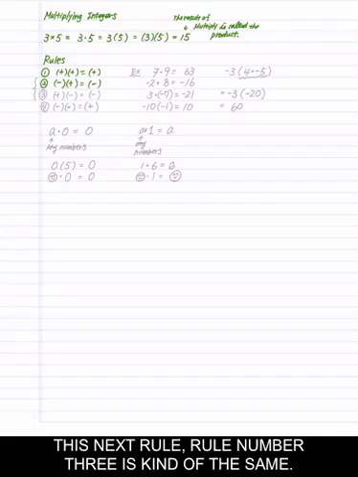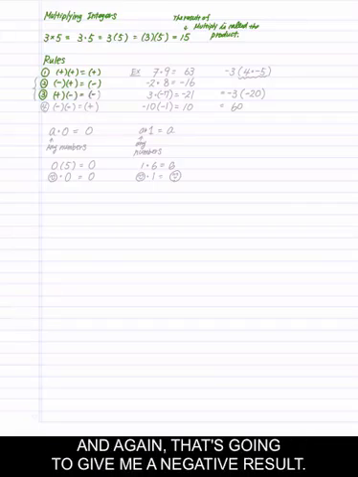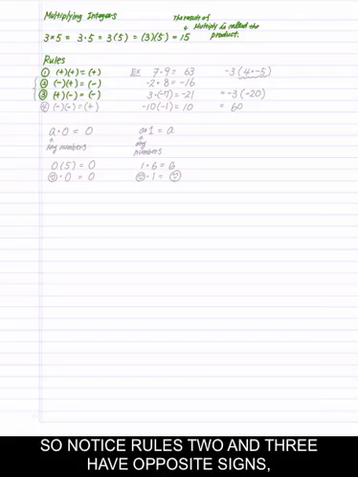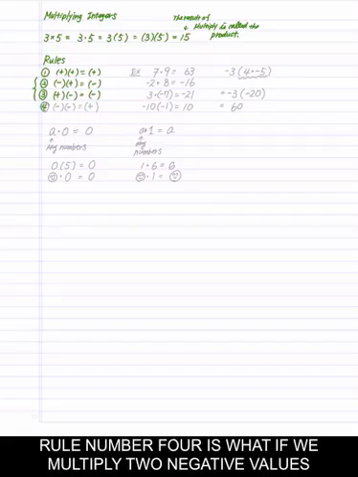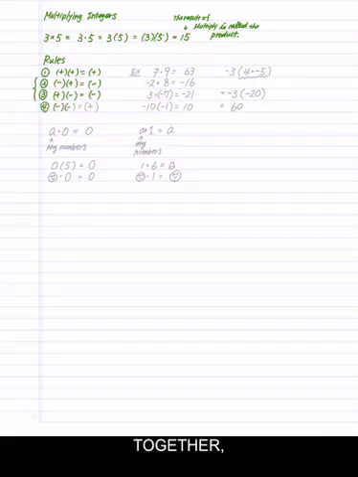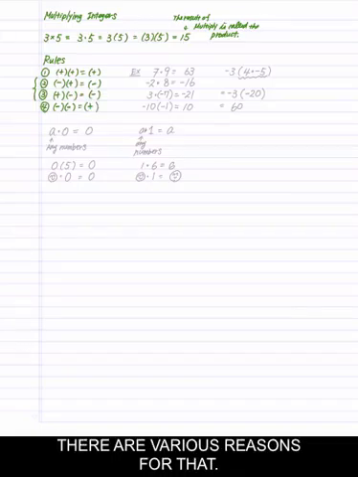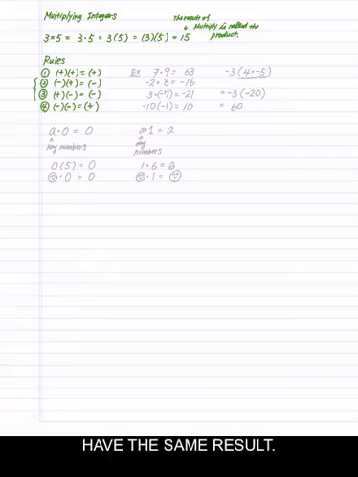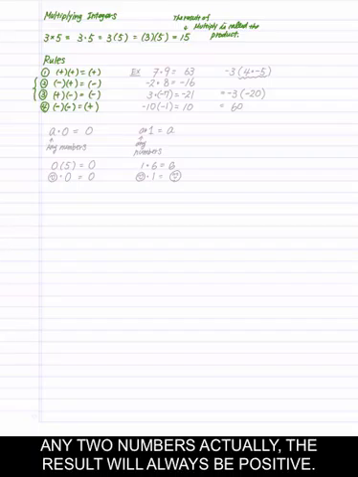This next rule, rule number 3, is kind of the same. So I'm going to have a positive here times a negative. And again, that's going to give me a negative result. So notice rules 2 and 3 have opposite signs. One's positive, one's negative. That result is going to be negative. Rule number 4 is what if we multiply 2 negative values together? That's going to give me a positive value. There are various reasons for that. Notice rule number 1 and rule number 4 have the same result. So when the sign is the same with 2 numbers, any 2 numbers actually, the result will always be positive.